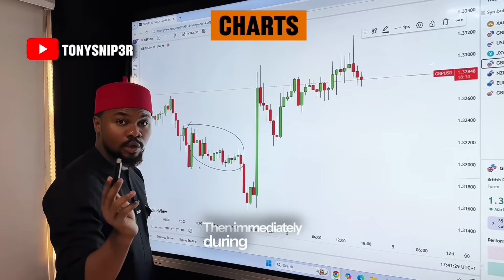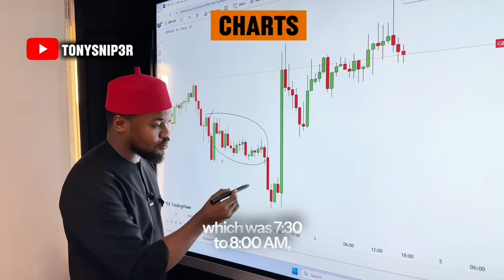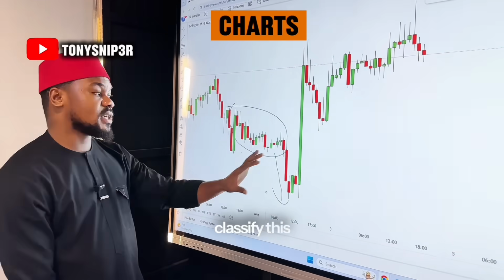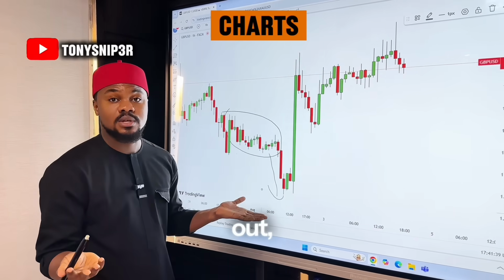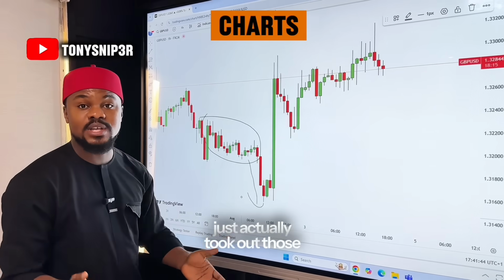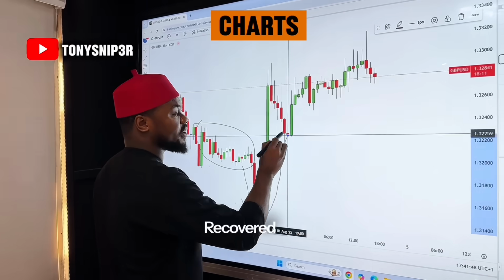Then immediately during London Open, which was 7:30 to 8 a.m., what happened? We saw an explosive move to the downside. Now, what would you classify this explosive move as? This is a fake out. Because of course, this market is actually bullish, but the market just actually took out those early buyers during the London Open before the market recovered the trend.